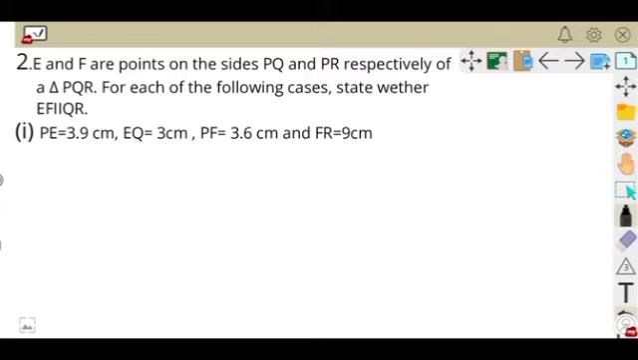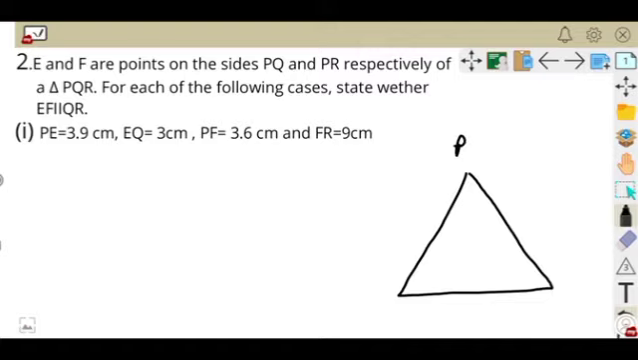Here in this question, what happened? The figure is not given to us directly. We have to draw by our own. Okay, E and F are points on the sides PQ and PR respectively of a triangle PQR. Okay, so first I'll draw a triangle here, and the name of the triangle is PQR.